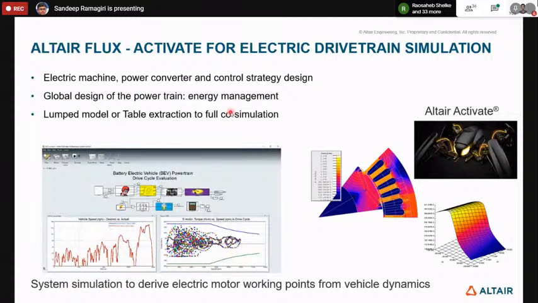Another option is co-simulation. We can directly call the model that I have designed in Flux Motor from Activate, and in the background Flux Motor will be running, and we can see the impact of the motor on other subsystems, and also when we have a duty cycle in place. So in the co-simulation we will have a real physics based model. So that is also possible.